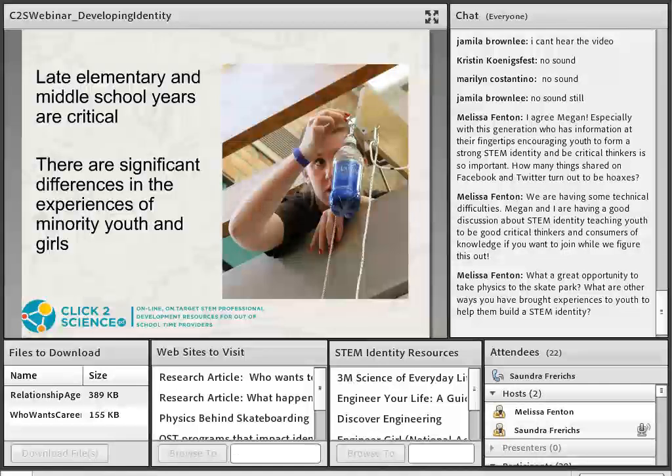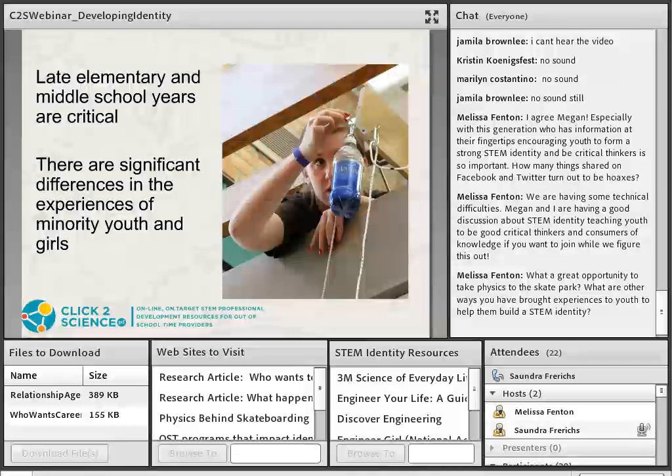And they talk about how age, gender, and ethnicity or race can impact students' attitudes toward STEM. And they have helped us understand why the late elementary and middle school years are a crucial period for students' identity and attitude towards STEM. And they've also helped us understand that STEM identity is important for all young people.